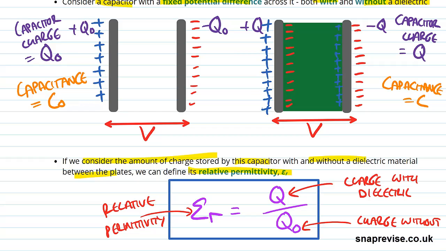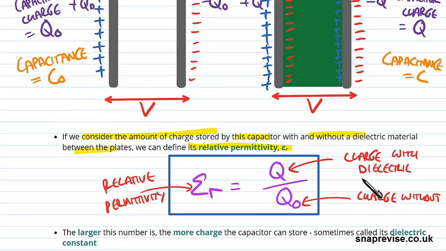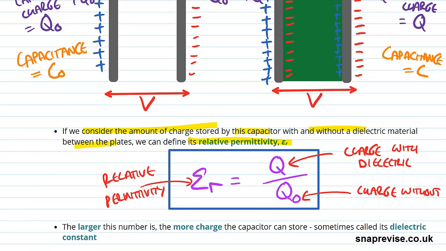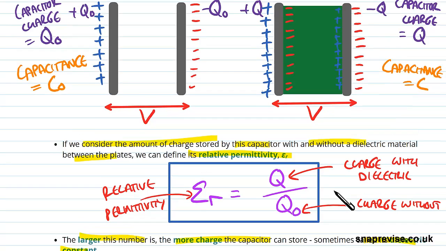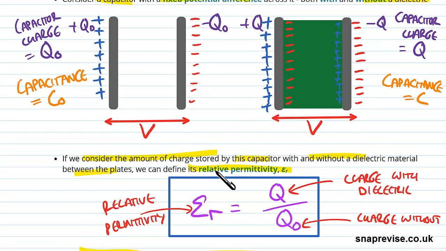So what does this tell us? Well, it tells us that the larger this number is, the larger our relative permittivity is, the more charge the capacitor can store for the same potential difference. So we sometimes call it its dielectric constant. So why is that the case? Well, if you think about it, we've got the same potential difference here, but this Q is the charge when we've got our dielectric. So the bigger this Q gets, the bigger this relative permittivity gets. So the bigger the relative permittivity, then the more charge we have stored for the same potential difference.